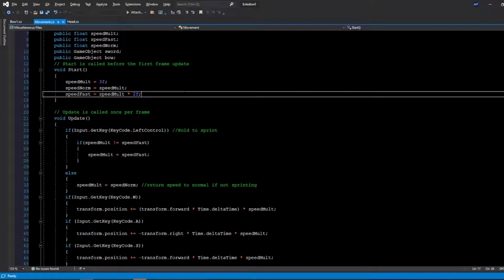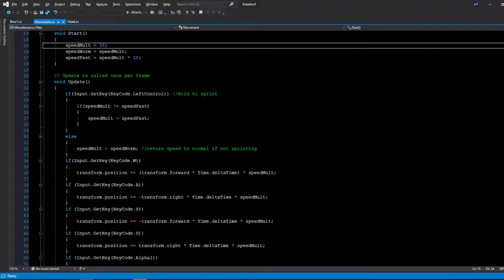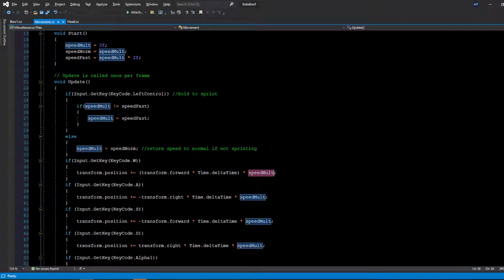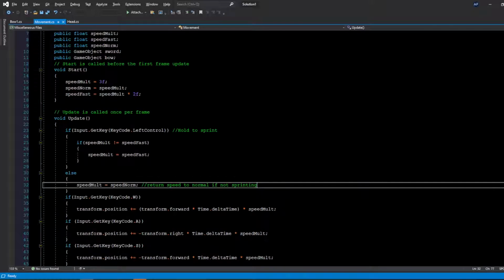So let's look at the sprinting. Whenever we move with WASD, we always end up multiplying all of this by speed multiplier. This is just so that you can adjust how fast you want your character to move. I just have it at 3, so I'm going to be moving 3 units per second, and I'll explain why it's per second and not per frame in a second.